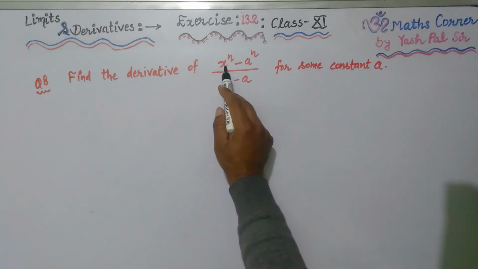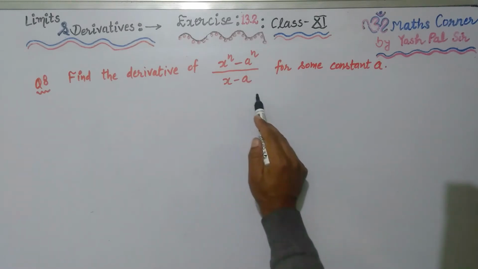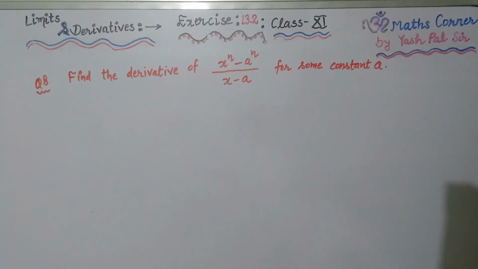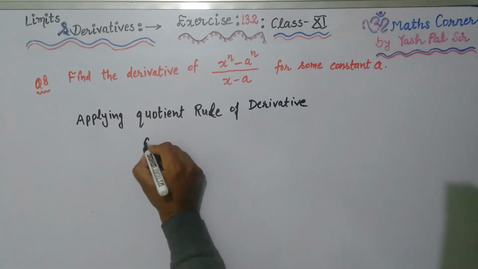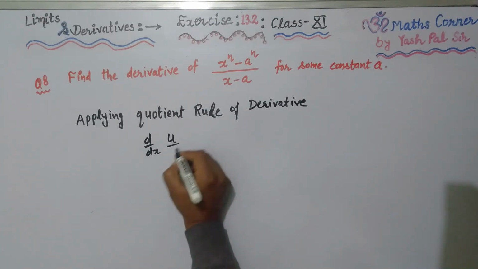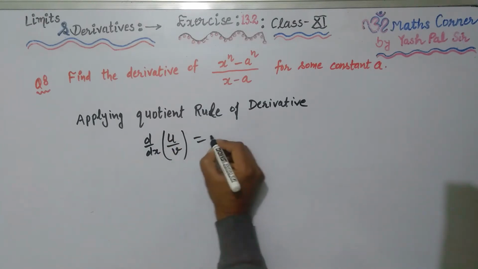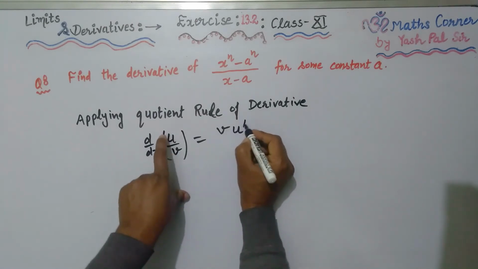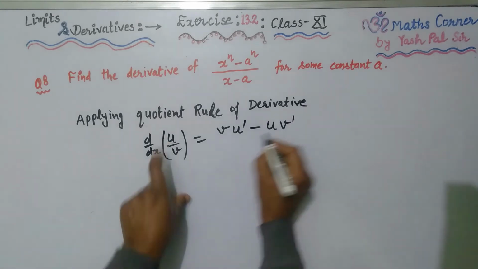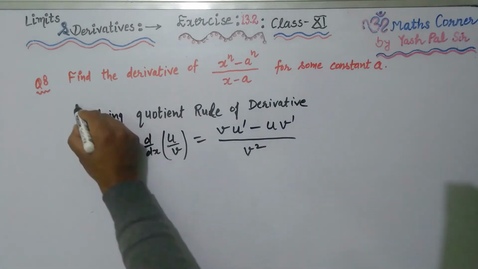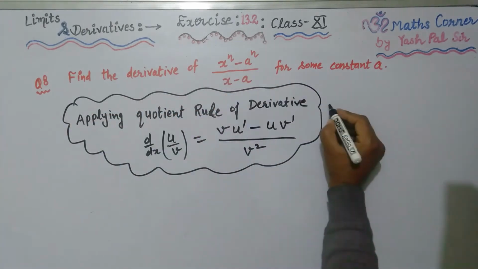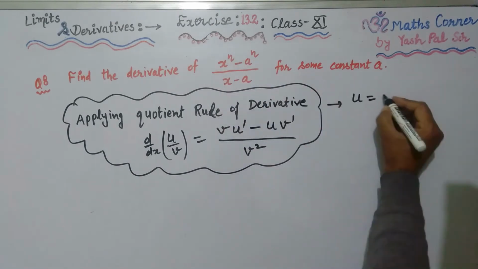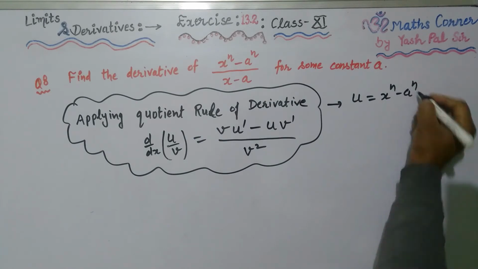Find the derivative of (x power n minus a power n) divided by (x minus a) for some constant a. Okay, again we have the quotient rule. What is the quotient rule? Applying the quotient rule of derivative, what is that? The derivative of u upon v is equal to denominator into u dash minus u into v dash, divided by v square. This is the quotient rule of derivative. So in this question, what is u? This is x power n minus a power n.